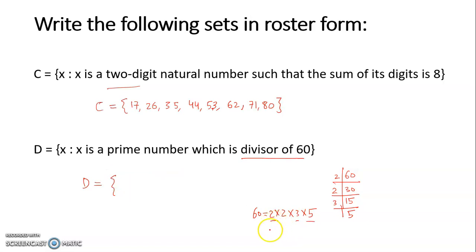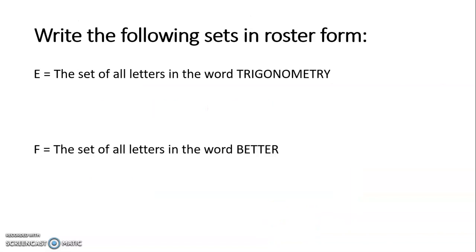Remember, do not write 2, 2, 3, 5 in roster form, because the set definition says there is supposed to be distinctness. That means no element should be repeated. However, 2 is coming twice, but I am going to write it only once because it should not be repeated. So it will be 2, 3, and 5. Let's go to the next example.